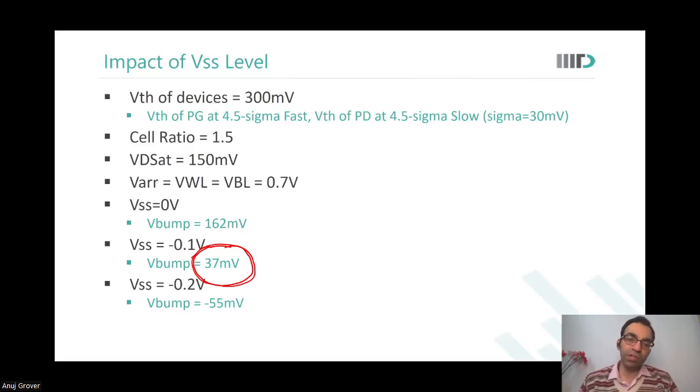As you increase the voltage across the gate oxide, the reliability of the device starts to degrade. That is what actually limits what kind of negative voltages we can use inside a memory.